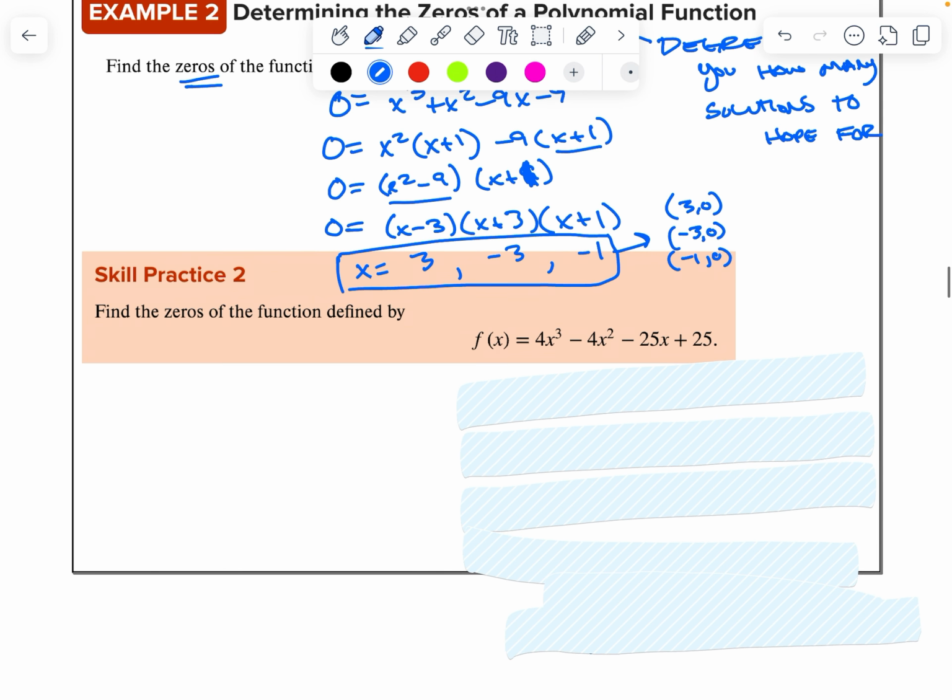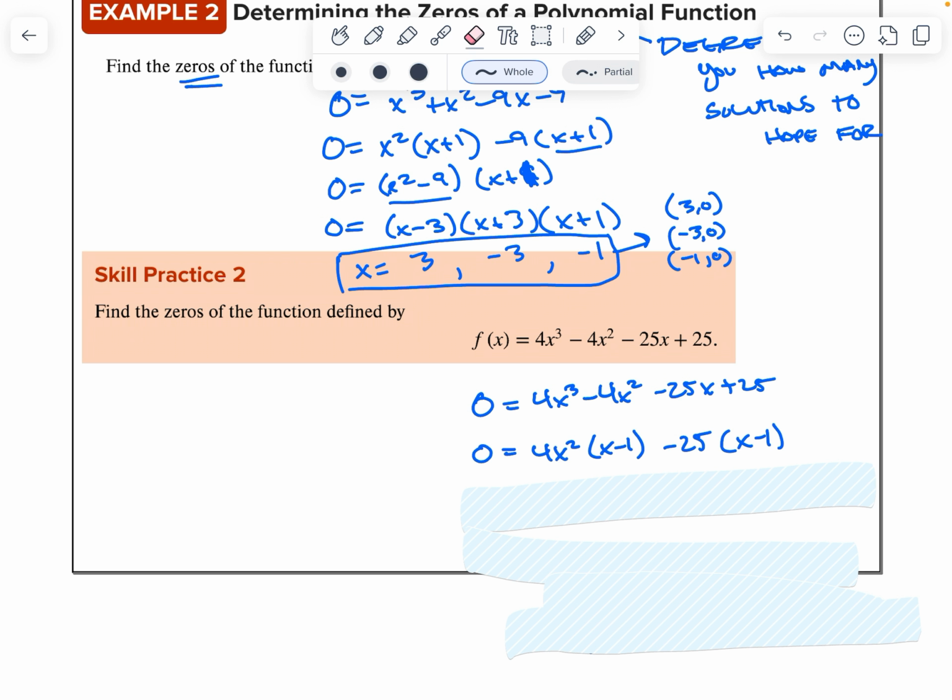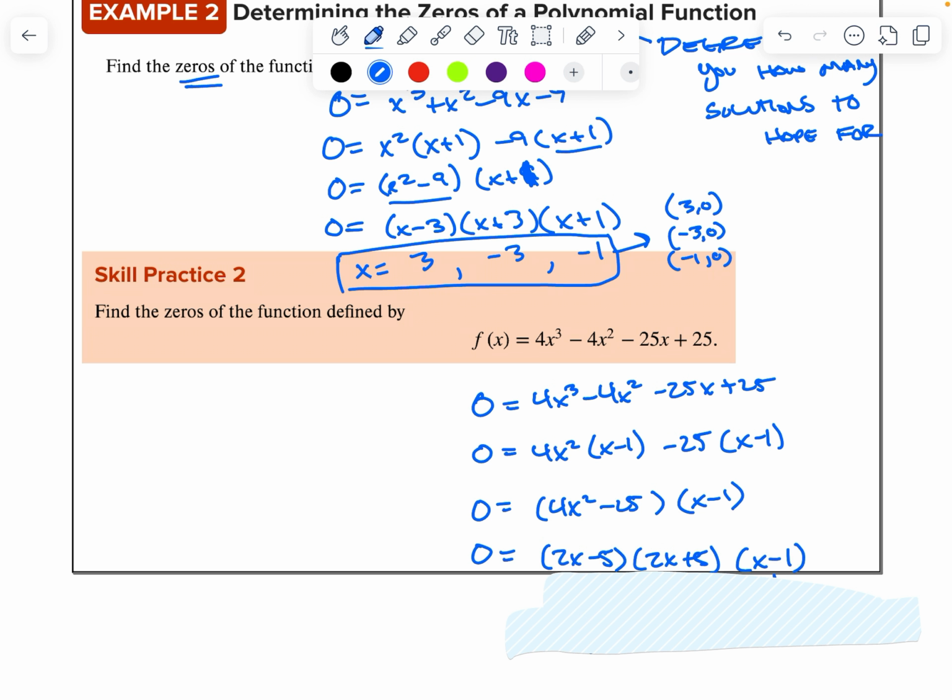Pause the video and see if you could find all of the zeros of this next function. To find them, we'll set the whole thing equal to 0. Start factoring by grouping. Finish factoring by grouping. That first term looks like a difference of squares. Factor it by difference of squares. Set the whole thing equal to 0. And those are our x-intercepts. Those are our solutions, our roots.